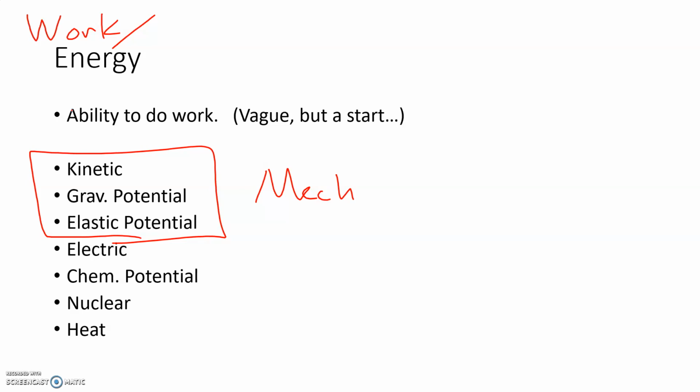So, a rubber band, right? Okay, that would be elastic. Those are the ones we're going to spend time talking about. You can see equations on the board for them: EPE, GPE, KE. Other types of energy: electric energy, chemical potential energy, nuclear energy, heat energy, all kinds. Essentially, all those things have the ability to do work.